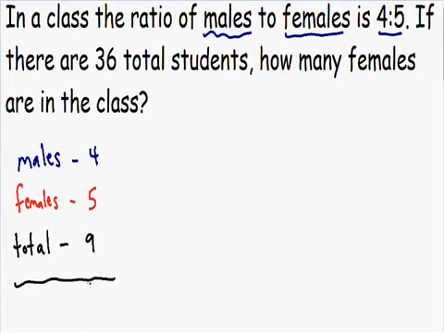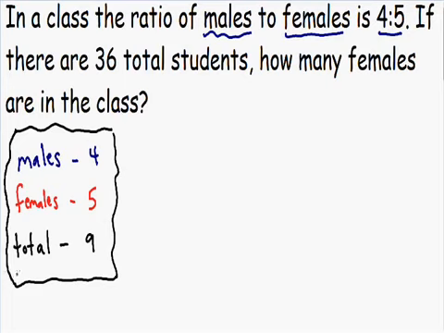So we know that this is not a real situation because we know the total number of students in the classroom is equal to 36. That's given to us in the problem. We have 36 total students. And here in this situation, the total is only 9. So this can't be the real situation. This is not real. However, the ratio is correct. The ratio of 4 males to 5 females is correct.